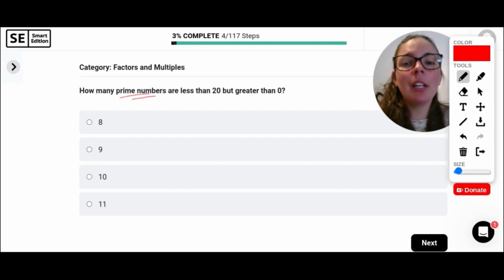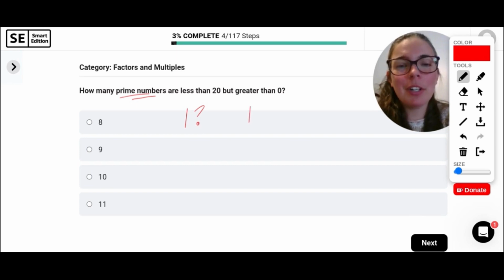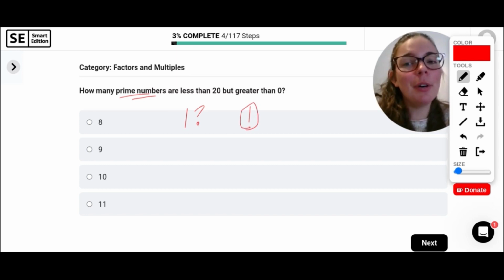So if we look at numbers that are greater than 0 but less than 20, we need to check and see which ones are prime. So is 1 a prime number? Technically, it's not, because the only factor, there's only one, is just 1. 1 times 1 gives you 1. It's the only way to get it. So technically, 1 is not a prime number. It doesn't fit that definition.